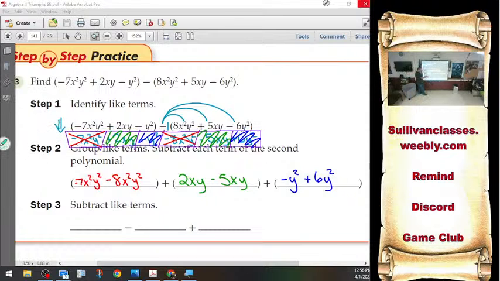Okay. What is negative 7 things minus 8 things? Negative 15 things. Don't change the exponents. Big honking letters, neon highlighter around it. When combining like terms, you do not change the exponents. Negative 7 waffles minus 8 waffles is negative 15 waffles, but they're not waffles, they're x squared y squareds.